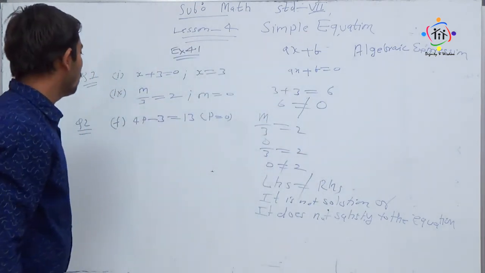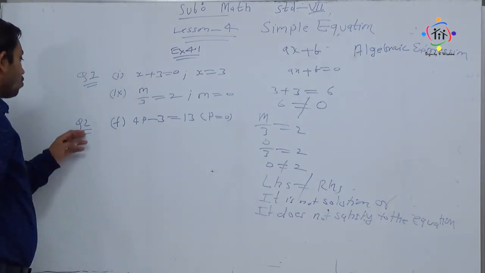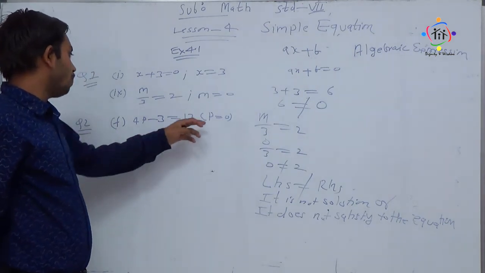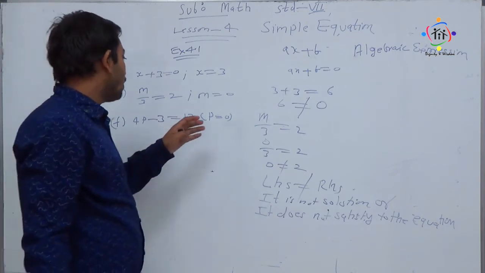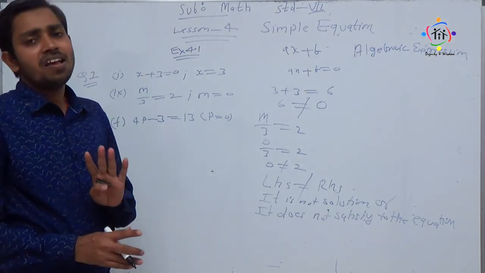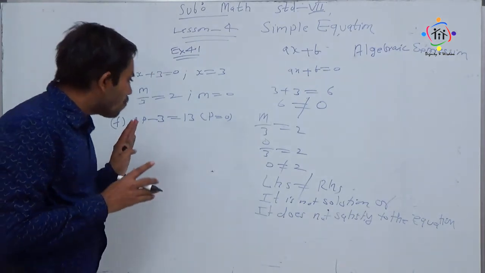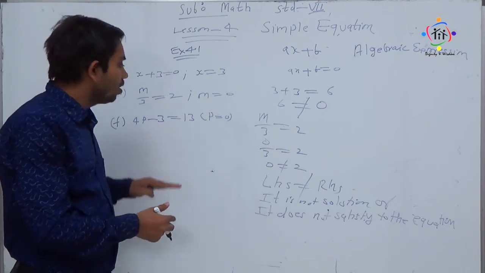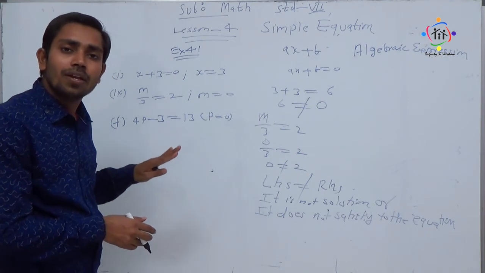Okay, my dear students. Similarly, we can see 4p minus 3 is equal to 13. That is question number 2, part 1. Here also we have to check whether p is equal to 0 is a solution of this equation or not. What do we mean by solution? By putting the value of p, we should get LHS equal to RHS. If LHS is not equal to RHS, then it is not a solution. If we get left hand side equal to right hand side in the equation, then it is called a solution. Otherwise, it will not be a solution of the given equation.